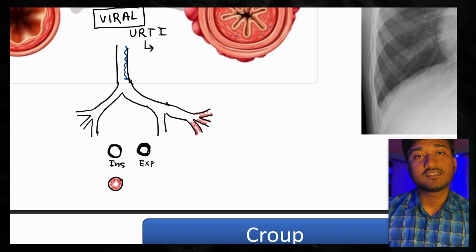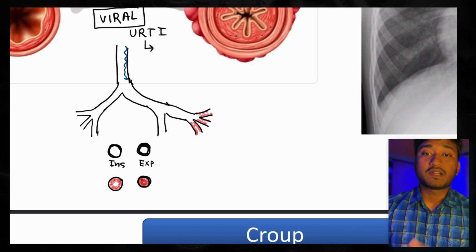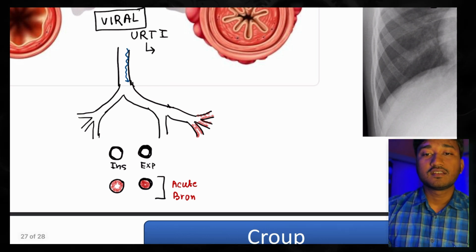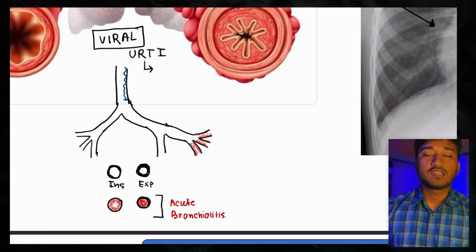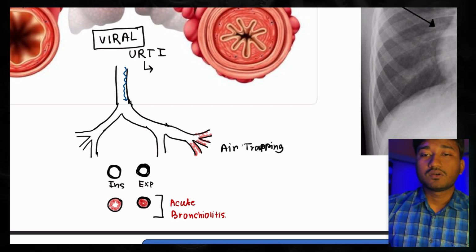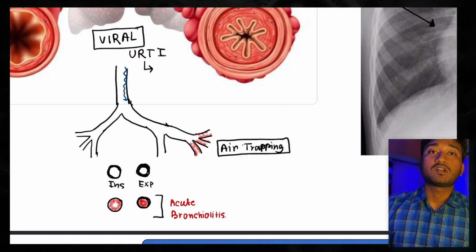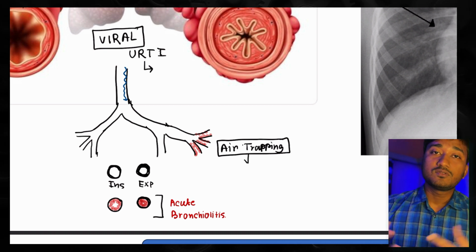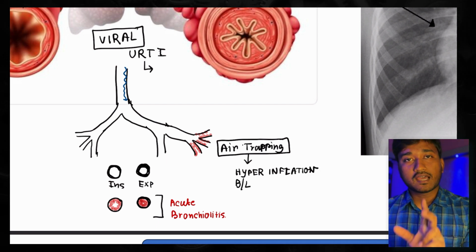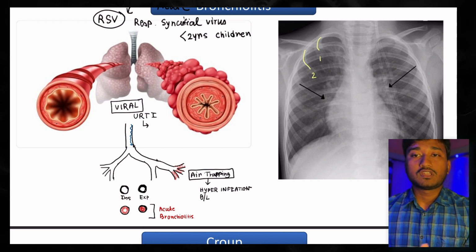In inspiration you can see there are inflamed bronchioles, but in expiration you can see the lumen becomes so narrowed that you cannot even appreciate it. This is seen in acute bronchiolitis. In inspiration, as it is inflamed, the lumen is narrow, but in expiration it is further narrowed. So in inspiration air will go in, but in expiration it will not be able to come out properly. That will lead to air trapping, and that will eventually lead to bilateral hyperinflation of the lung. During expiration, all the air is not able to come out.